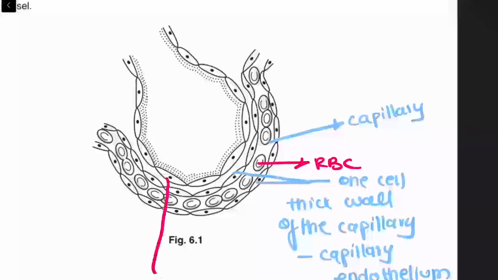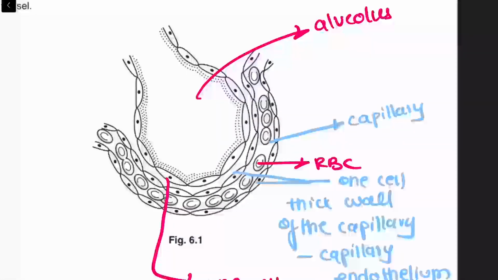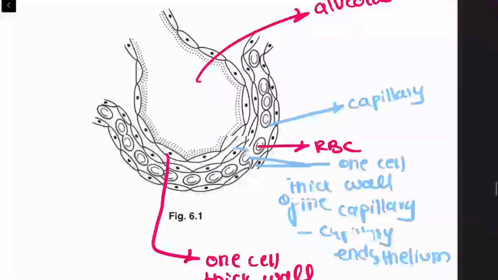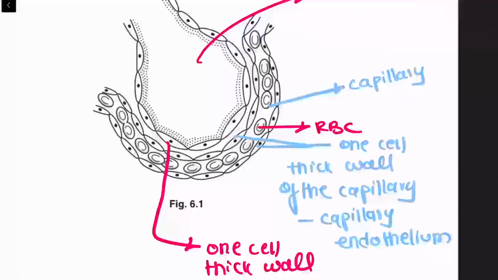Now this balloon-like structure is known as the alveolus. Alveolus is singular, alveoli is plural. You can see the one cell thick wall of the alveolus. The alveolus is one cell thick.